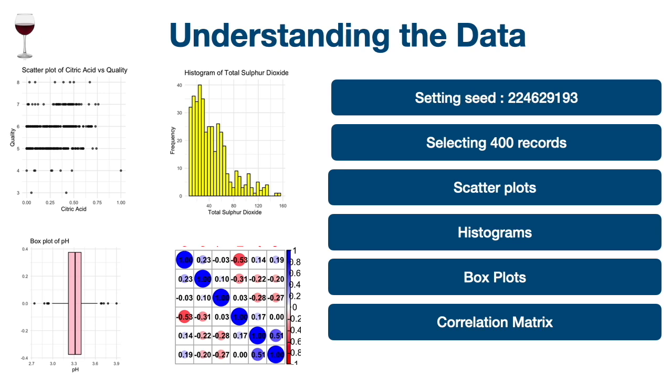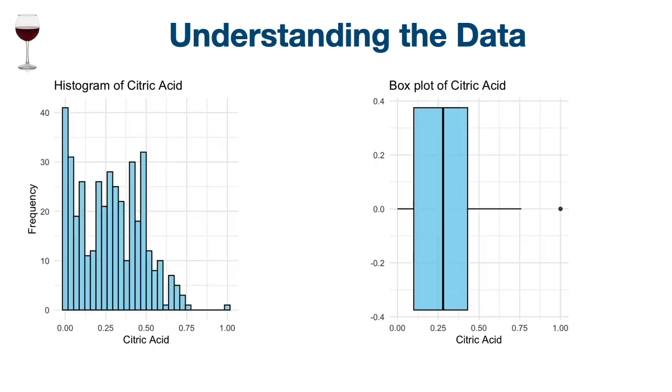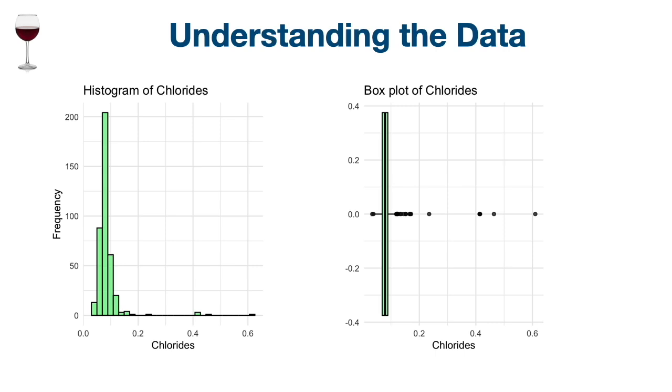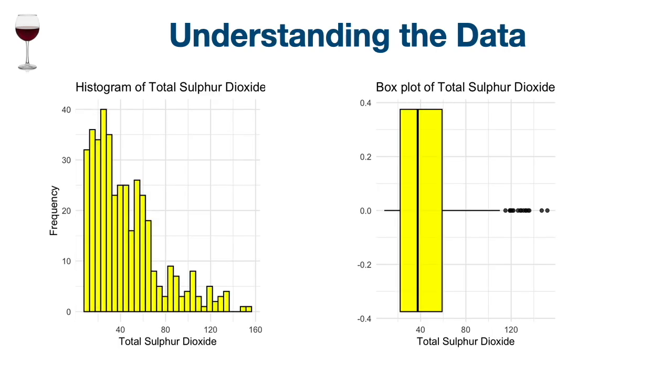As a part of EDA, scatter plots, histograms, box plots, and correlation matrices were generated to visualize the relationships. From the histogram and box plots of citric acid, we can observe that the distribution is right skewed. Chlorides is highly right skewed with presence of outliers on the right side. Total sulfur dioxide is also right skewed with the presence of outliers.